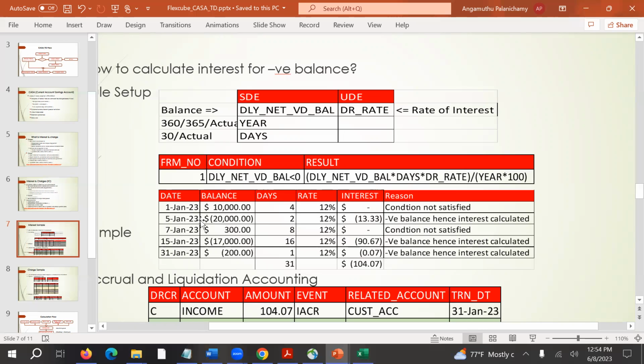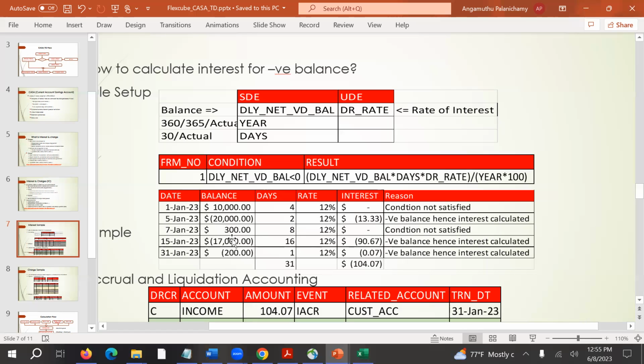On 5th January, the account balance goes to minus 20,000. In accounting terms, if we put it in brackets, it is treated as negative. So it goes to 20,000 negative balance. It is there for 2 days. Rate of interest remains the same. My condition is satisfied here because the balance is less than 0. So 13.33 is the debit interest.